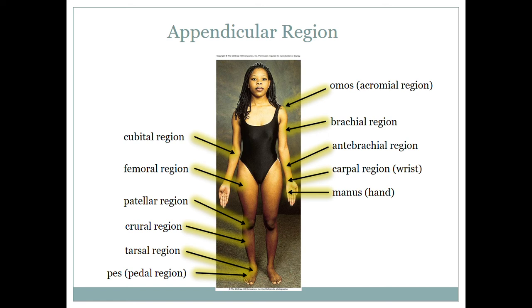Also, along the upper limb, the area anterior to the elbow is called the cubital region. Cubital region is often the area that is used for venipuncture when they draw a sample of blood to do testing. Now, along the lower limb, the upper part of the leg, or thigh region, is called the femoral region.